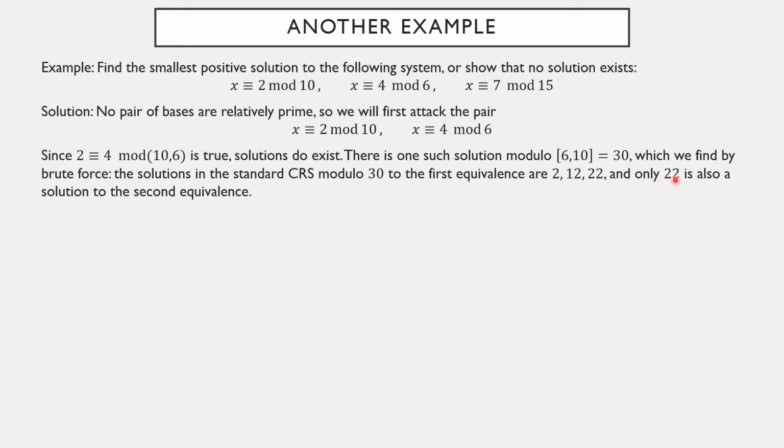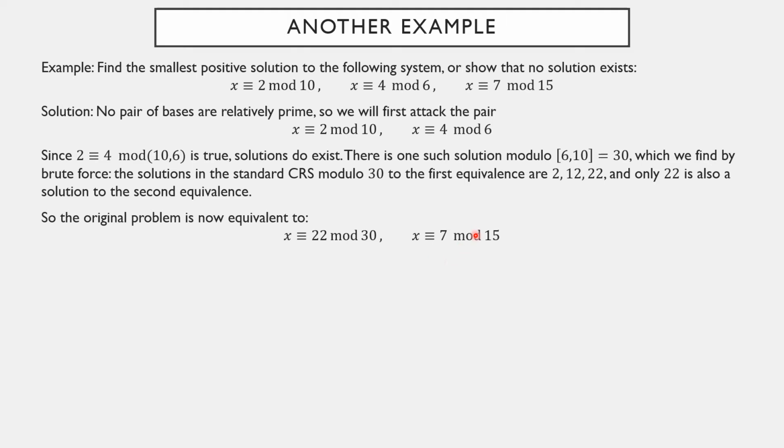So 22 is a solution to both of these. So now instead of having these two equivalences, we have solved that both of these are solved exactly when x is equivalent to 22 modulo the least common multiple of 10 and 6, and that least common multiple is 30. So these two here, I replace with one equivalence like this, and now I start adding the next one in.